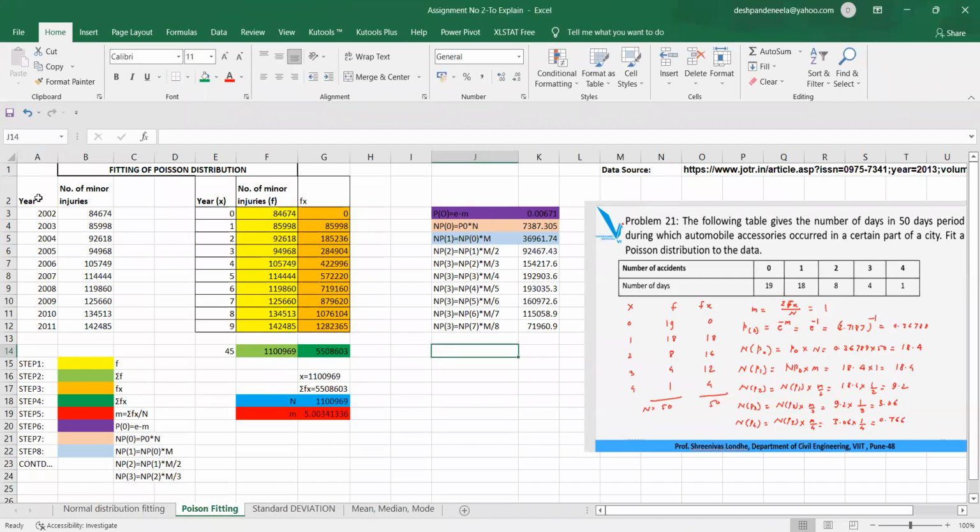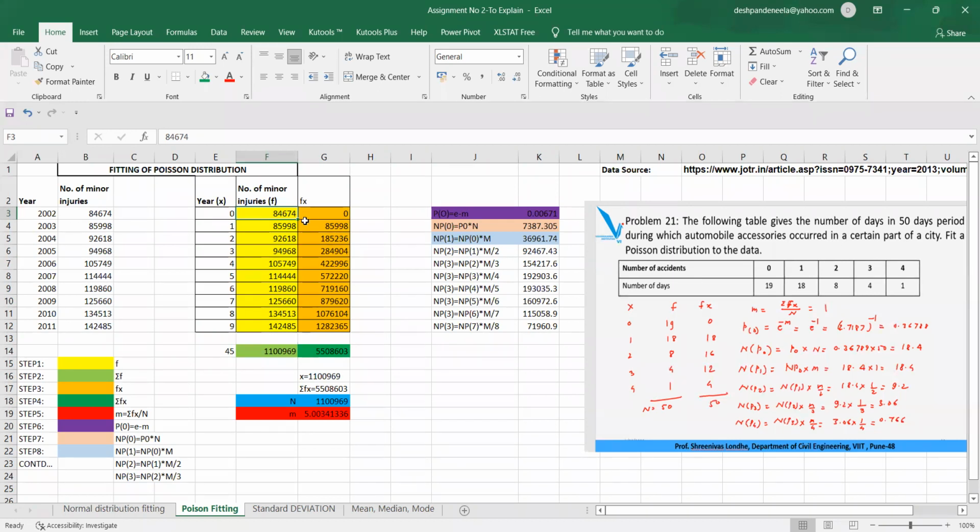So what is the data given to you? This data is also real data, about the number of years and the number of minor injuries which have happened in some road accidents, actually. So this is the data given to you. Let me put this data into a proper format. The years are from 2002 to 2011. Let me treat these years as year number 0, 1, 2, 3, 4, 5, 6, 7, 8, and 9. And the number of injuries is the data which is given to you.